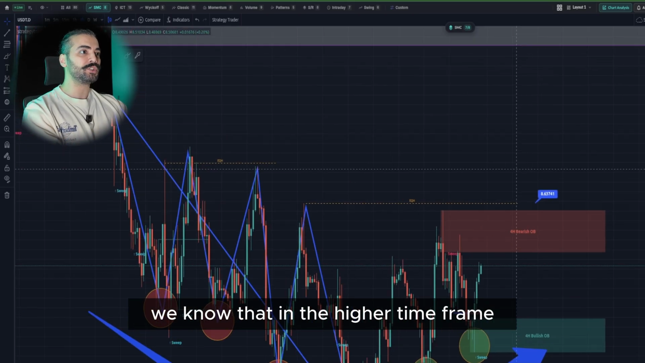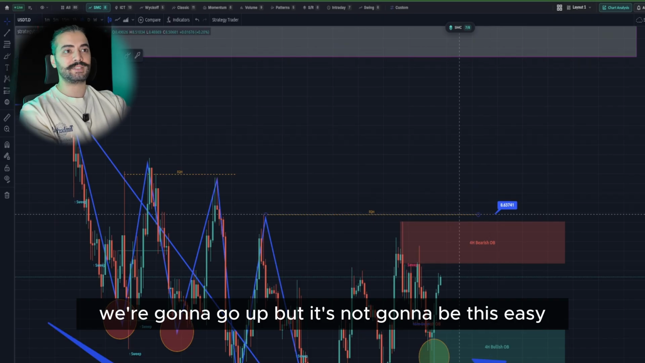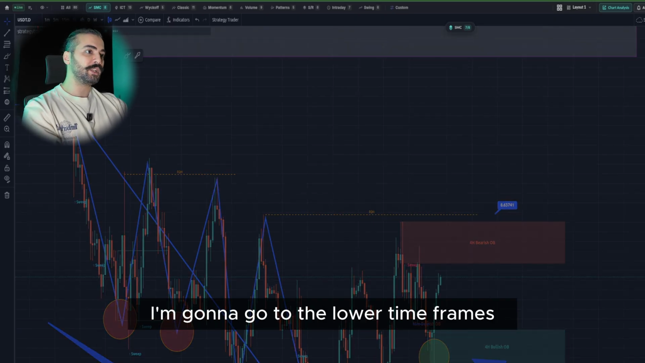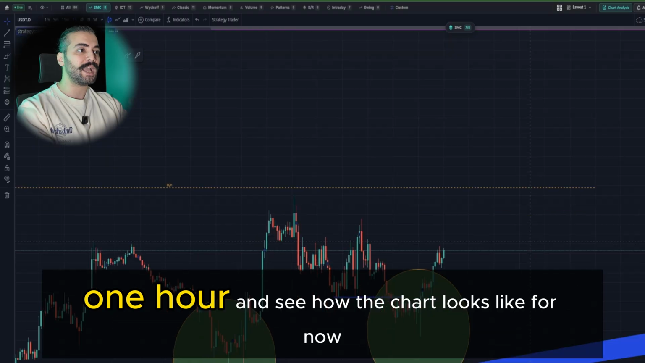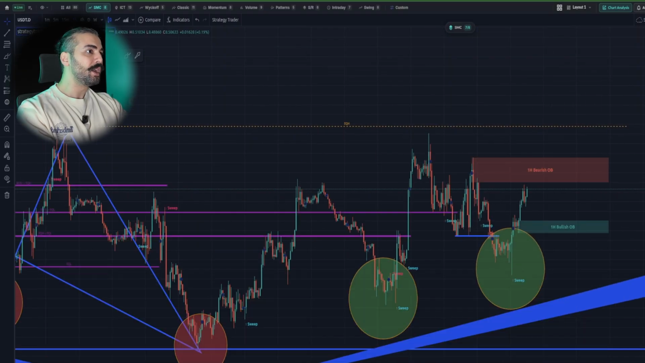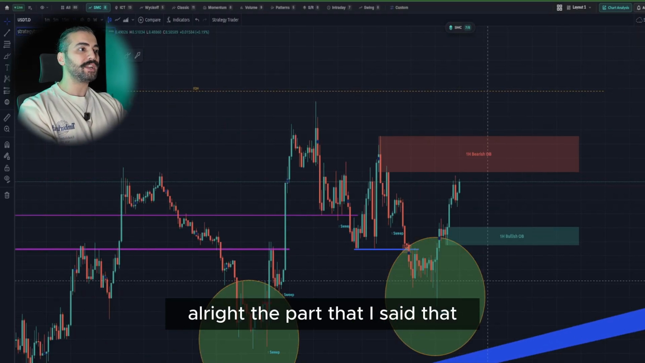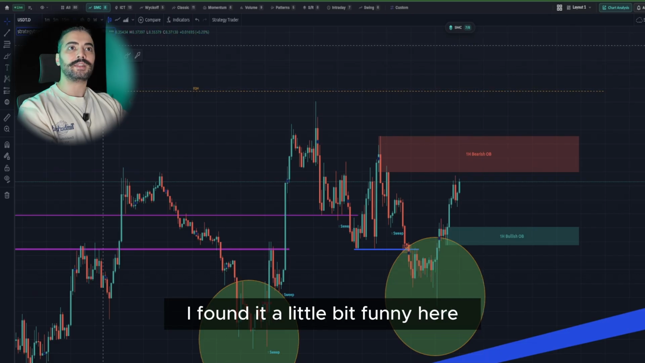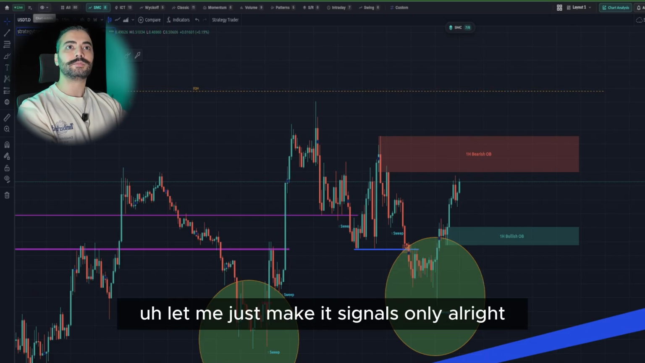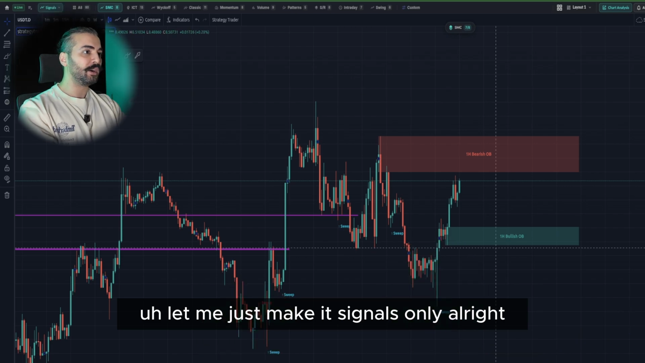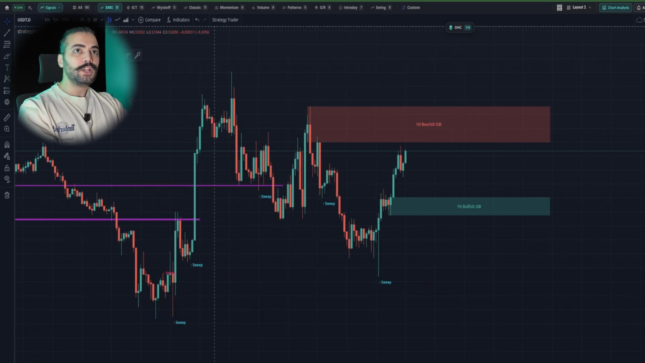We know that in the higher time frame we're gonna go up, but it's not gonna be this easy. I'm gonna go to the lower time frames, 1 hour, and see how the chart looks for now. All right, the part that I said I found a little bit funny here. Let me just make it signals only.